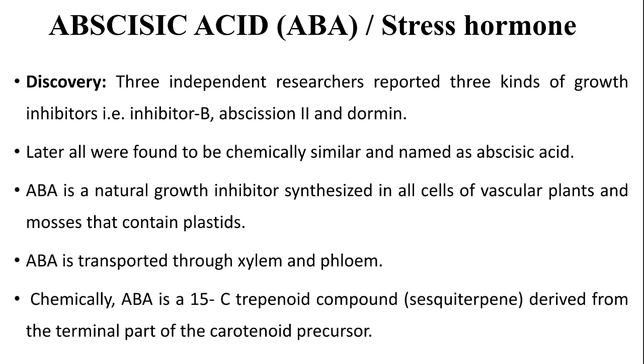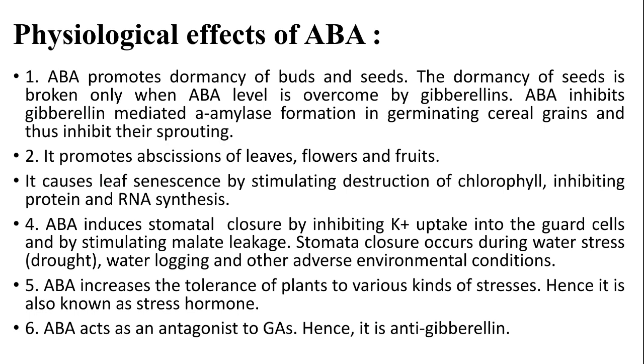Chemically, abscisic acid is a 15-carbon terpenoid compound known as a sesquiterpene, derived from the terminal part of the carotenoid precursor. And it has some physiological effects, like it promotes dormancy. The dormancy of seed is broken only when the ABA level is overcome by gibberellins. ABA inhibits the gibberellin-mediated alpha-amylase formation in germinating cereal grains and thus inhibits their sprouting. So it has anti-gibberellin activity.